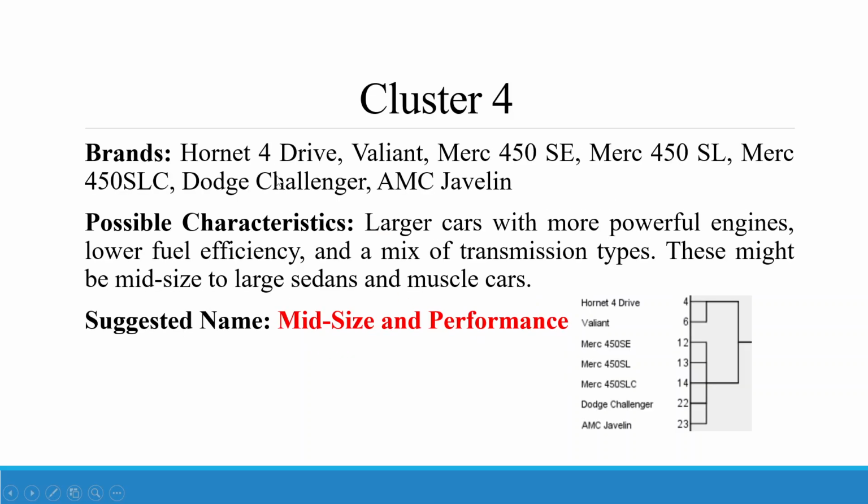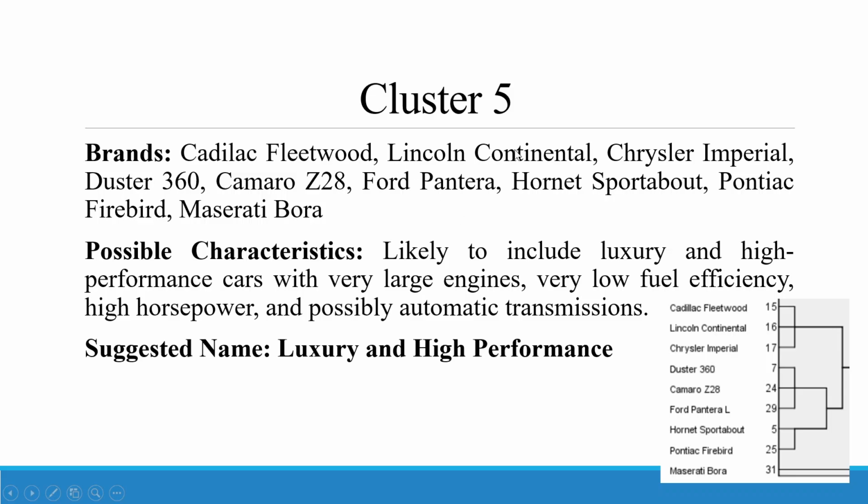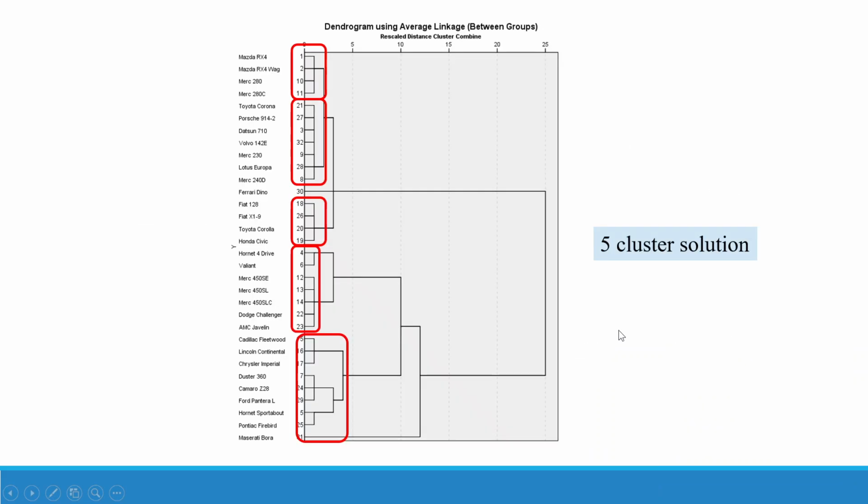Cluster 4, brands, possible characteristics: larger cars with more powerful engines, lower fuel efficiency and a mix of transmission types. This might be mid-size to large sedans and muscle cars, mid-size and performance. Cluster 5. So these are the brands. Possible characteristics: likely to include luxury and high performance cars with large engines, very low fuel efficiency, high horsepower, and possibly automatic transmission. So this is a 5 cluster solution.